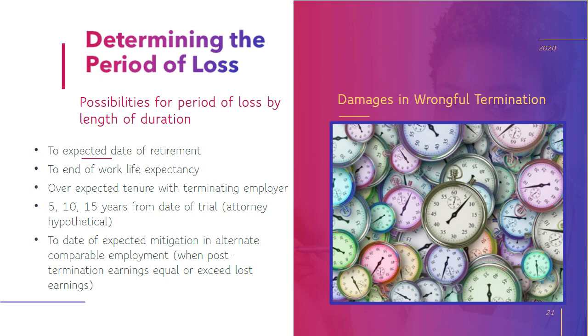So usually, if the attorney wants to give some hypotheticals, I try to find some basis for why the plaintiff would have remained, the estimated number of years. And then it could be to the date of expected mitigation in alternate comparable employment. And generally, you will see this: defense economists will take them out at least 6 months before they're expected to fully mitigate. So that's another very common figure.